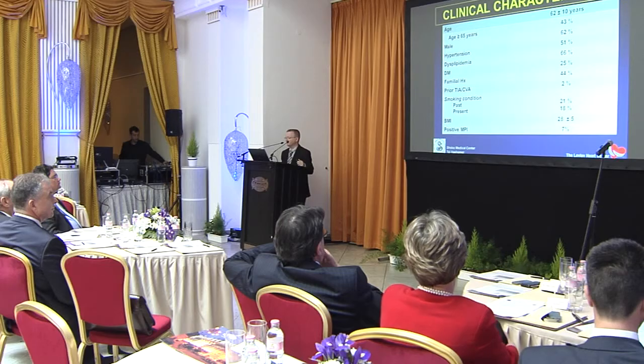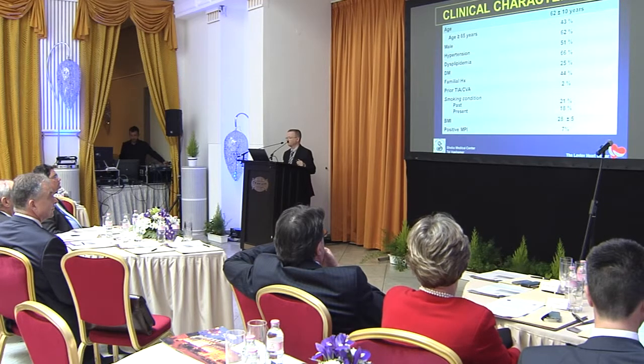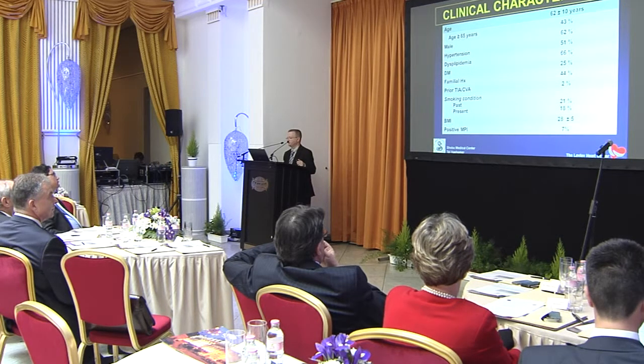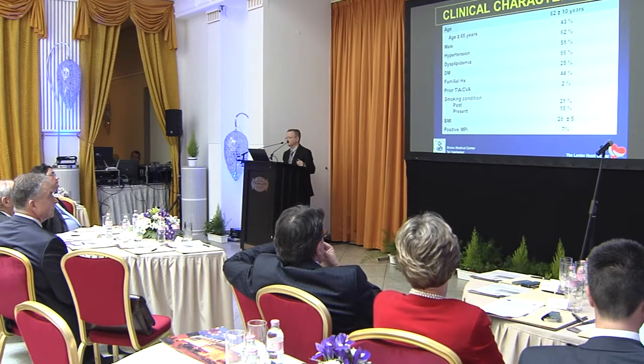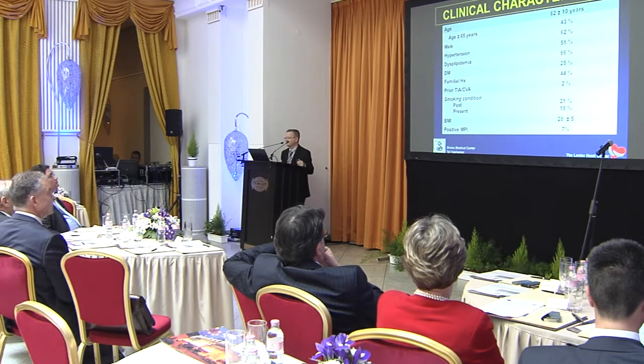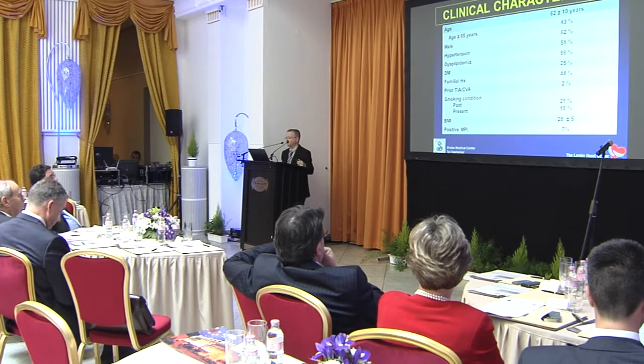When we look at the baseline clinical characteristics of the patients that were enrolled, we see that the mean age was 61, 43% were at an age equal to or greater than 65 years, and 62% were males, with a relatively high frequency of baseline clinical risk factors, including hypertension, dyslipidemia, diabetes mellitus, and a family history of coronary artery disease. Furthermore, more than 40% of the patients were either past or present smokers. The average BMI in the study population was 28, and a positive myocardial perfusion imaging test was detected in 7% of the patients.